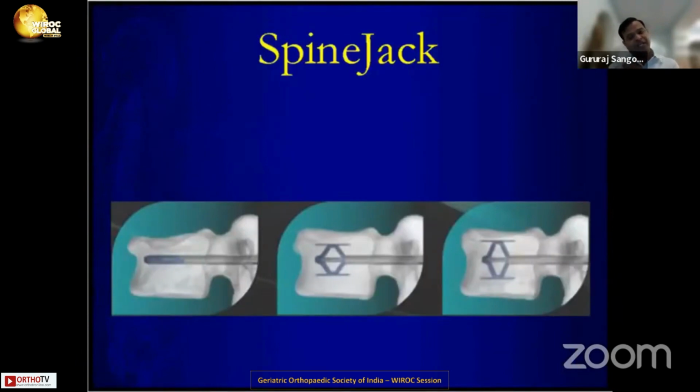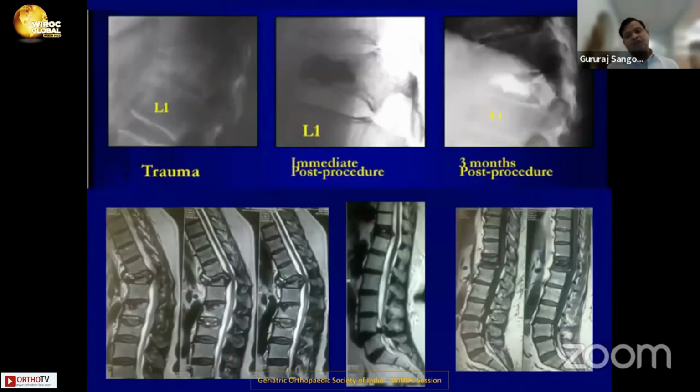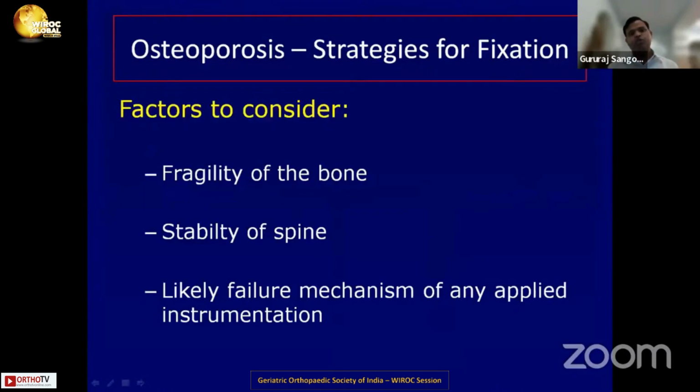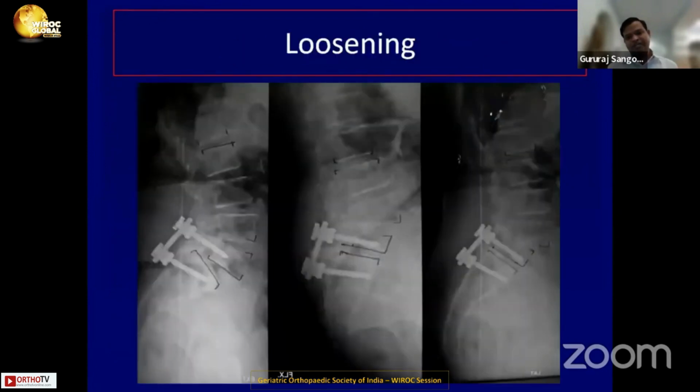You have the SpineJack, like a car jack, and then you have the Osteoflex where you can do unilateral kyphoplasties. So always, kyphoplasties don't succeed. You can have progressive collapse of the vertebral bodies, then you might have to do fixation in these fractures. Whenever you do these fixations, you have to consider the fragility of the bone, stability of the spine, and likely failure mechanism of any instrument applied to the spine. Pedicle screws usually fail by toggling or loosening or eventually pulling out, hooks pull out, wires cut out, and anterior struts subside.